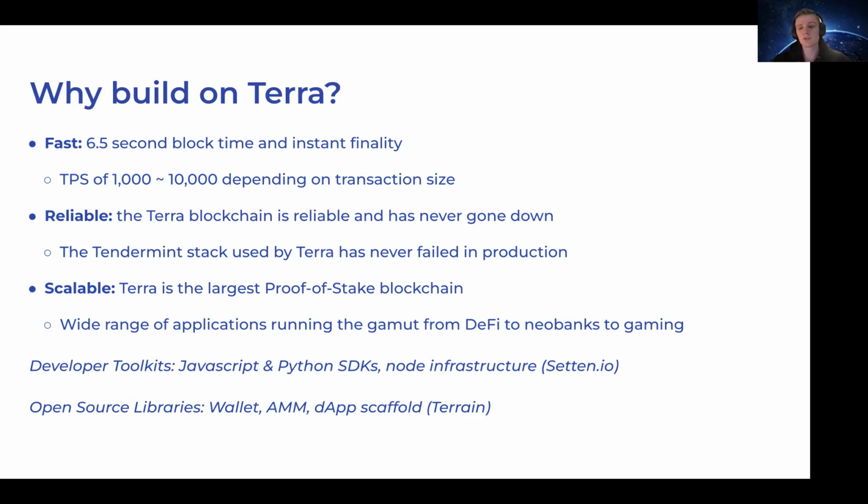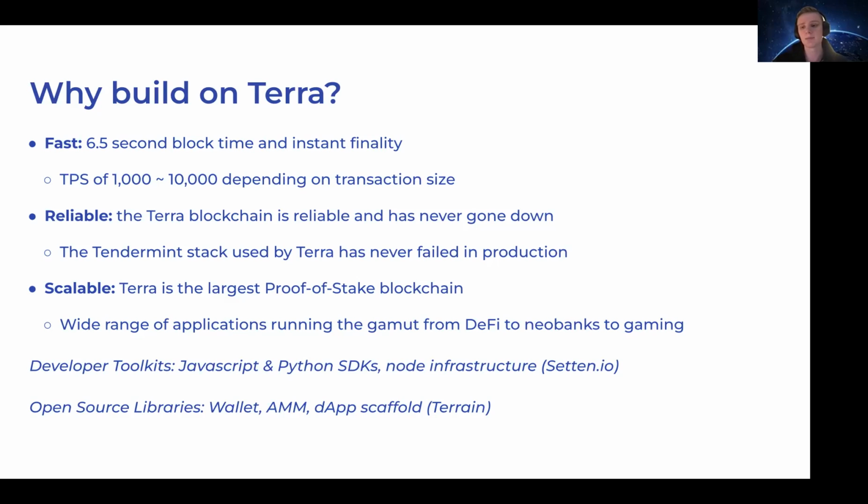Terra blockchain is also very reliable. It's never gone down, and it works on proof of stake. So we have a lot of validators keeping the network up. The Tendermint stack is the way consensus works. It's the consensus mechanism for the Terra blockchain. It's never failed in production.